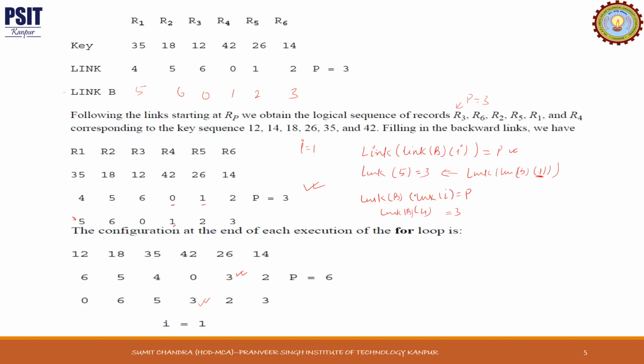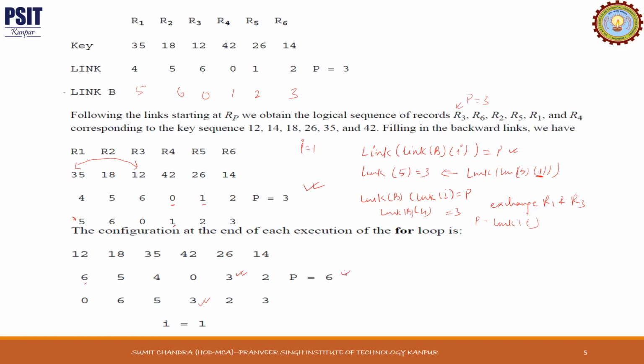And then we'll exchange r1 and r3. So these two will be exchanged. Okay. And as per the algorithm, now p is equal to link of new i. So new i is 2 and link of i is 6.